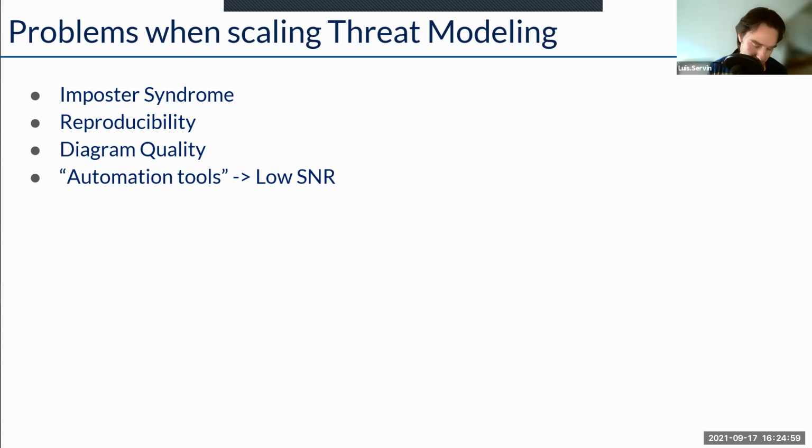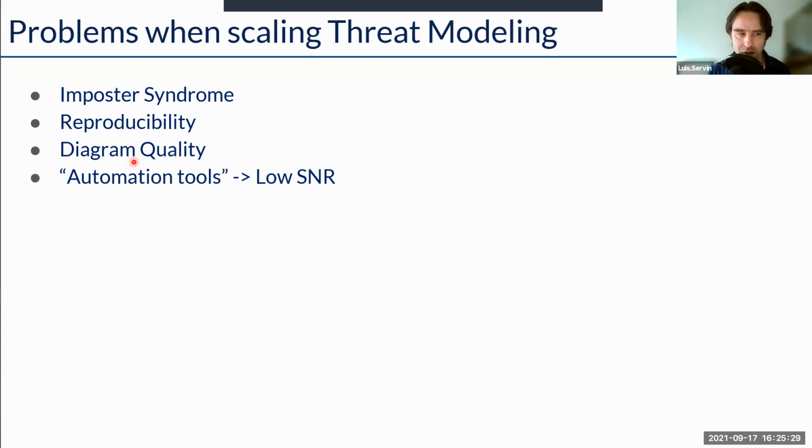So the first challenge to overcome is imposter syndrome. Then, once you have overcome that, and 50, 100, 200 people in your company have overcome that, how do you keep something close to reproducibility? How can you help most people find more or less the same things?